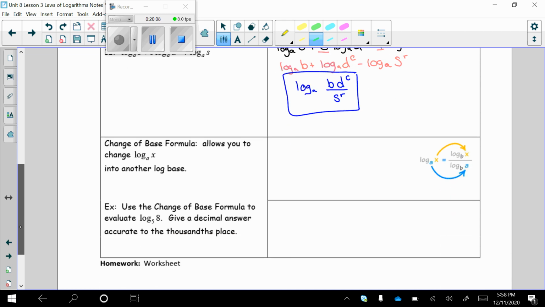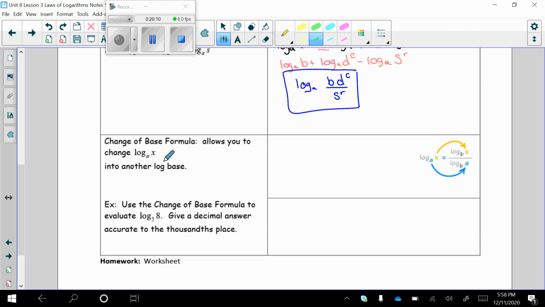The last thing we need to look at real quick is what's called the change of base formula. This allows you to change log base A of x into any other log base. And this is helpful because log base 10 is the one that is in your graphing calculator or scientific calculator.